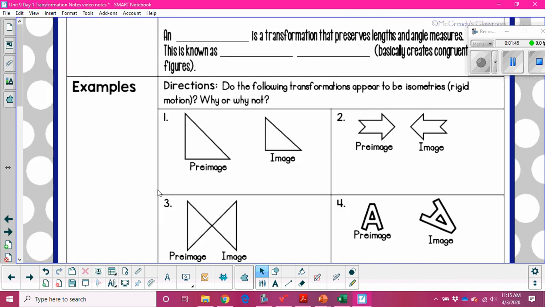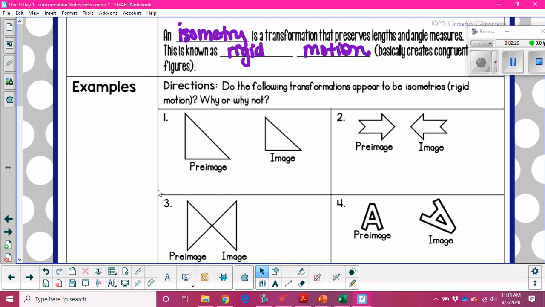Okay, so next, an isometry is a transformation that preserves lengths and angle measures. This is known as rigid motion and basically creates congruent figures. So what an isometry does is the pre-image and the image look exactly the same size. Everything, the angles are the same, the lengths of the sides are the same, everything is the same.